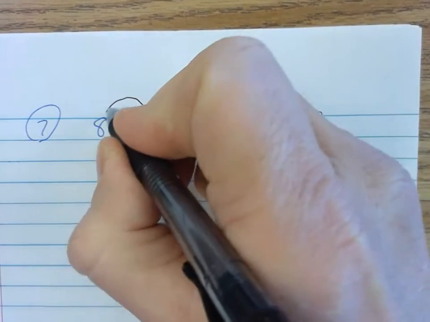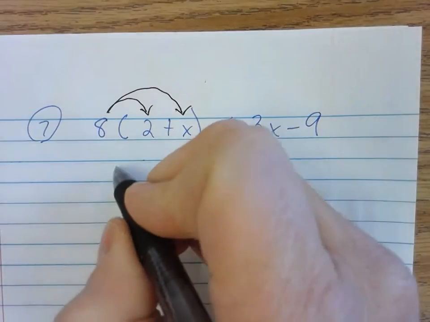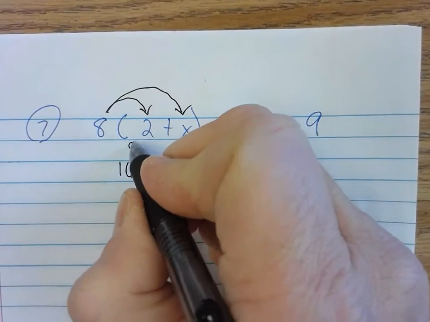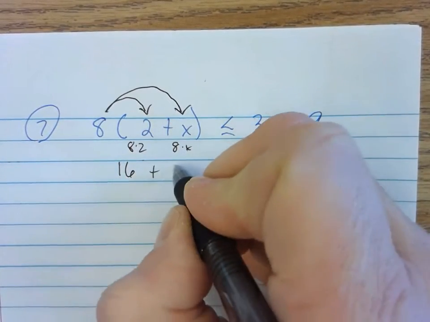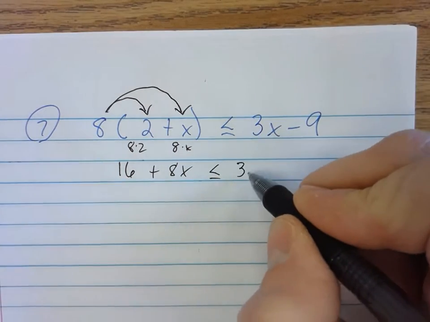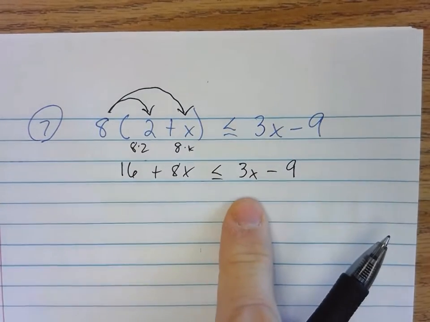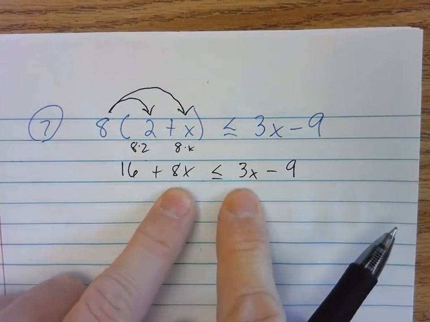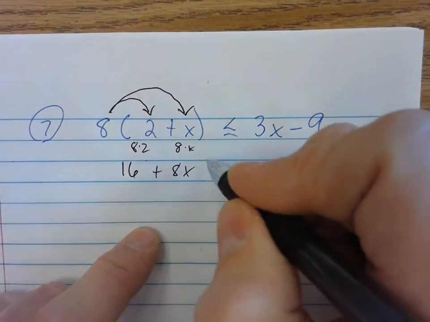So I'm going to draw my little arrows out here. 8 times 2 would give me 16. That's 8 times 2, 16. And then 8 times x, right there, would just give me 8x. Then I'll just copy down this other stuff over here: is less than or equal to 3x minus 9. Again, the easy way to avoid getting a negative variable here, I'm going to subtract 3x from both sides. I'll go ahead and put my little train tracks down.